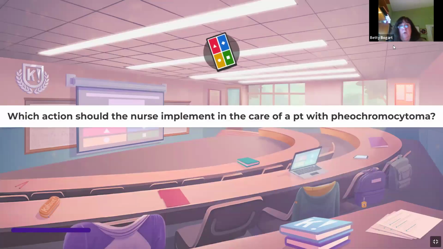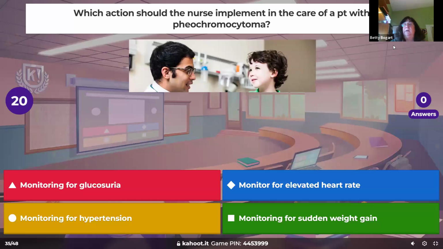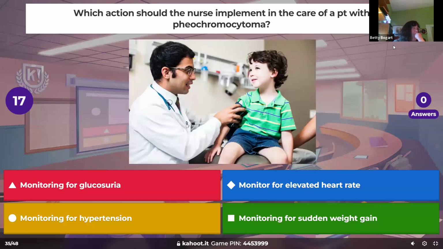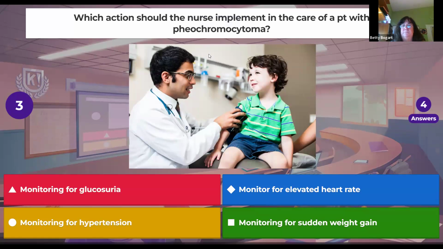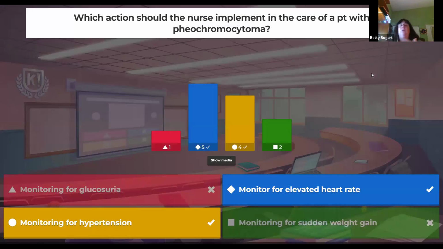So a multi. What action should a nurse implement in the care of a patient with a pheochromocytoma? So again, no matter what, normal movement's going to cause these things to go on. So we're watching vital signs, blood pressure and heart rate. Has nothing to do with blood sugars, nothing to do with fluid balance.